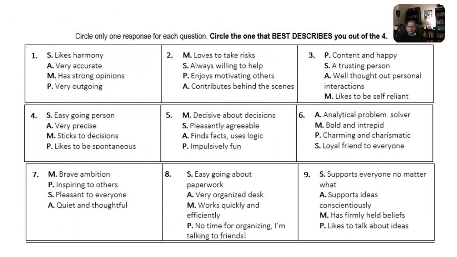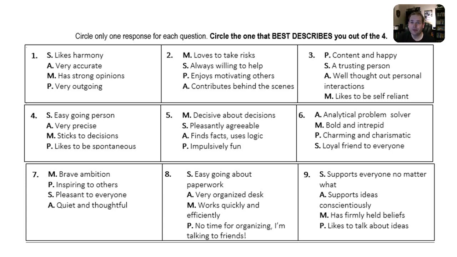Okay, so we're starting with a little quiz here. I'm going to show you 3 screens. For each screen, you're going to look at the questions and pick one. So for example, looking at question 1, do you like harmony? Do you like to be very accurate? Do you have strong opinions, or are you very outgoing?